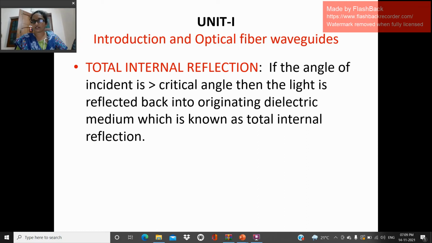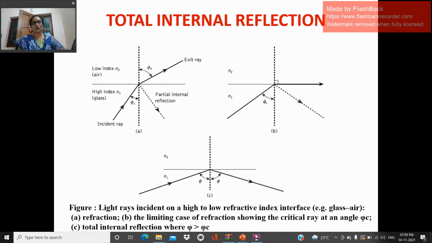Total internal reflection: if the angle of incidence is greater than the critical angle, then the light is reflected back into the originating dielectric medium. Originating dielectric medium in the sense of the same medium, the incident ray medium, which is known as total internal reflection. So here it is cleared. The concept is cleared with three figures. The first figure is A, the second figure B, and C.